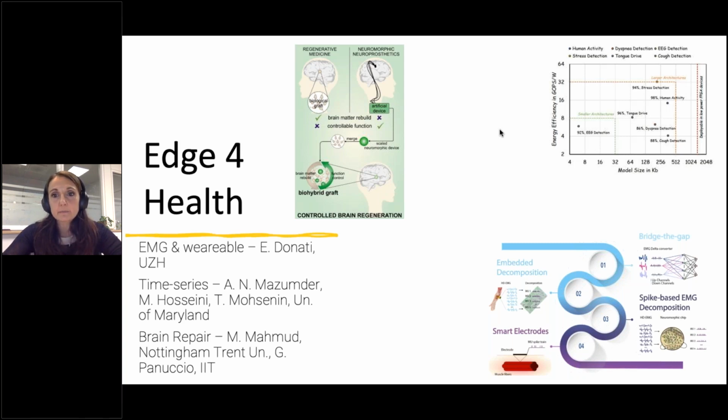For these applications in particular, we need to really improve both the computational side, so how to use neuromorphic computing to extract information from the different signals that the brain, in this case, produces. But also, we need to further miniaturize and decrease the power consumption of neuromorphic devices so that they can be implantable for the different applications.